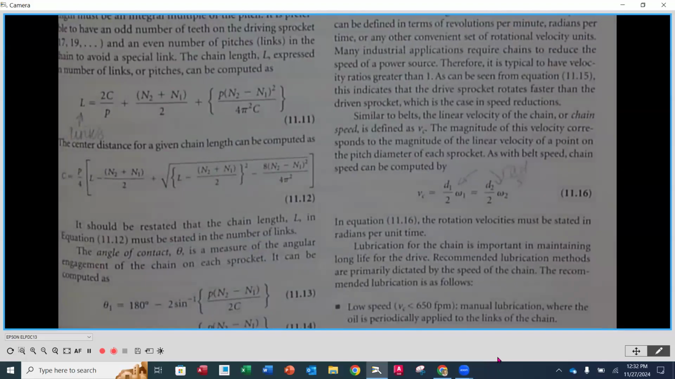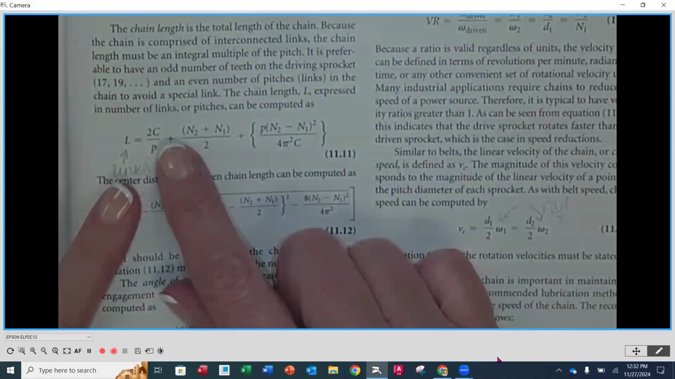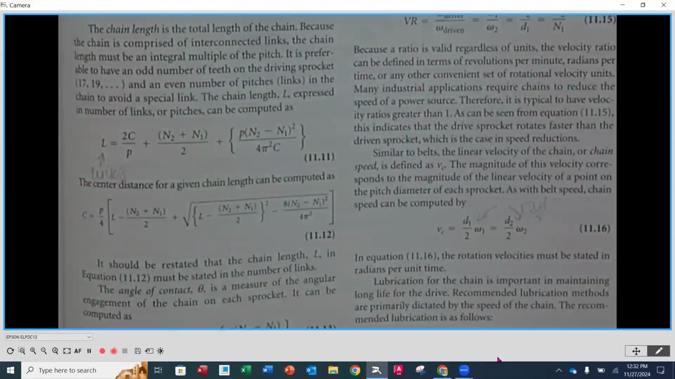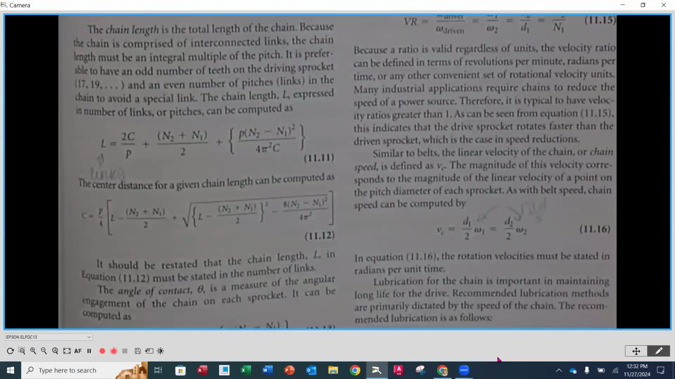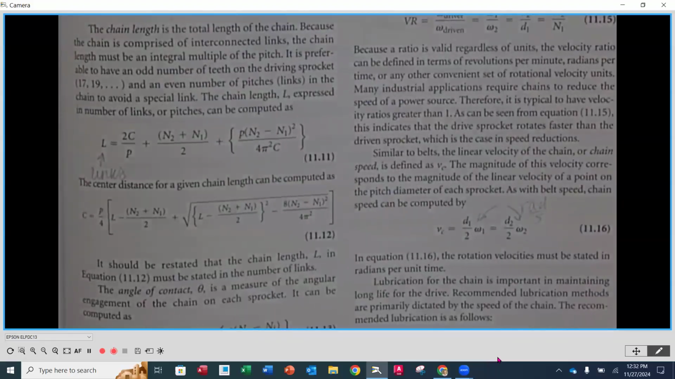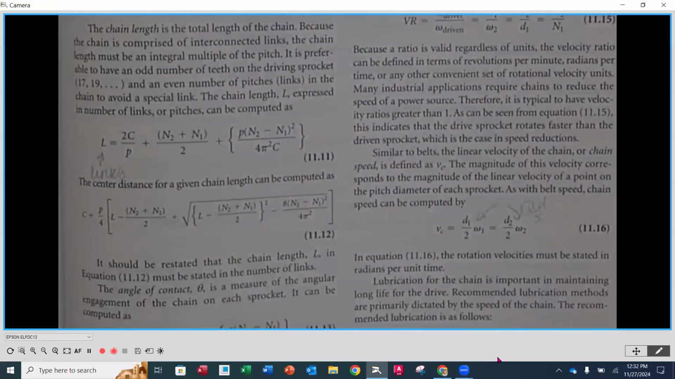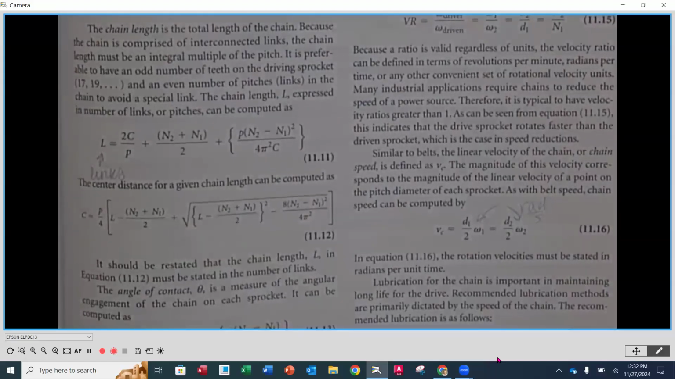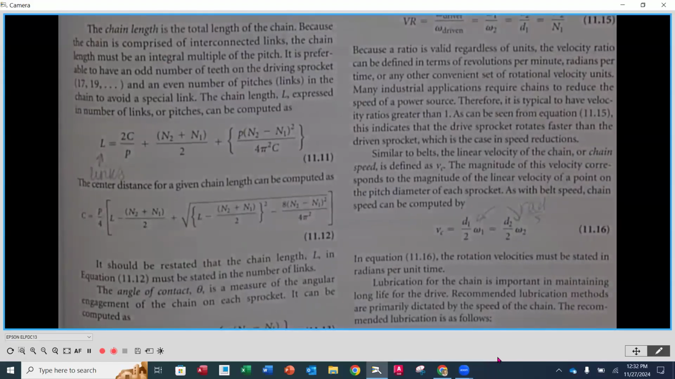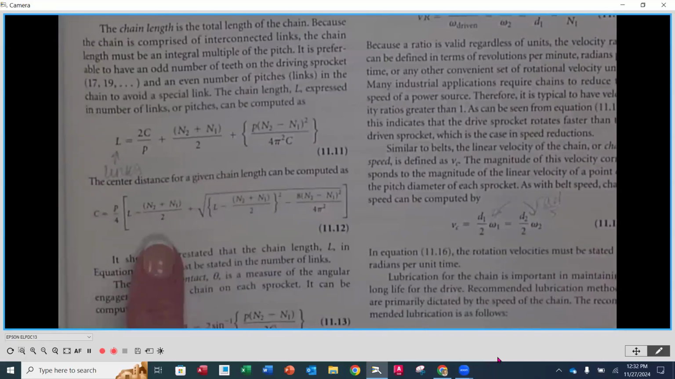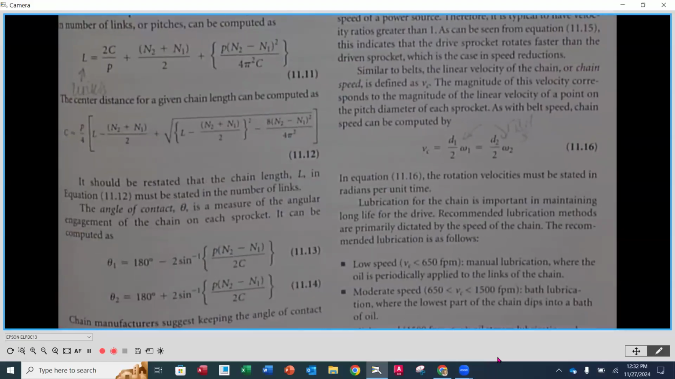So for instance, you're going to calculate based on a center distance that you chose within a range, and that center distance is going to be used down here. Then you're going to determine whatever those number of links are, and it's probably not going to come out to an integer number. Okay, so then what you do is you either round up or round down to the closest integer number of links, and then you recalculate your center distance. Okay, so really kind of the same process that we did for our belts.